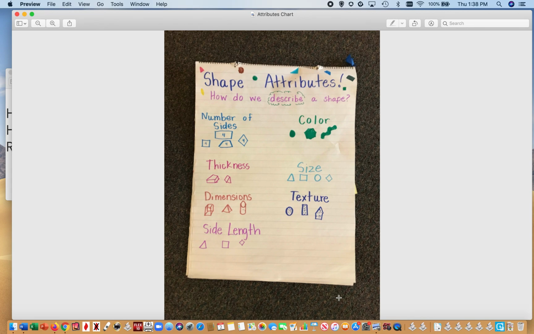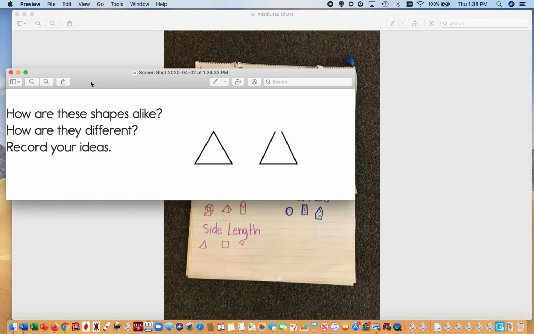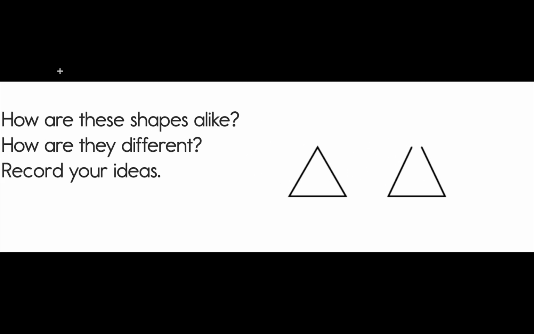So this week, we're going to take a little bit of a deeper dive and we're going to talk about how attributes define shapes. So we're going to start by looking at two different shapes. When you look at this screen, there are two shapes to the right and the directions say, how are these shapes alike? How are they different? Record your ideas. Instead of writing your ideas down, you can feel free to pause the video and tell a friend or grown-up next to you what you think.